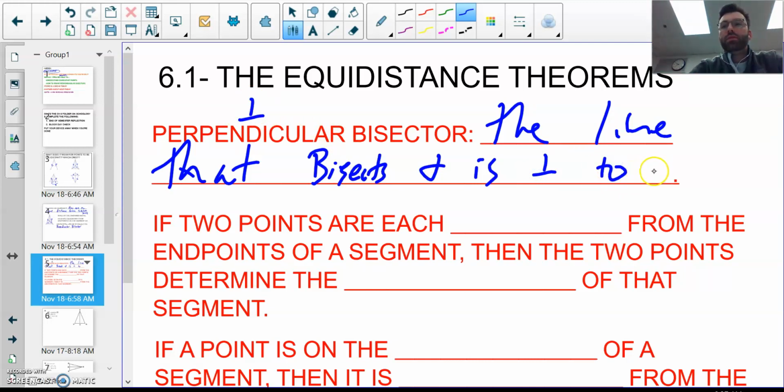to a segment. So we say, like, if we want an if-then statement, or if we want our theorem, if two points are each, oh, buckets. Come on. There it is.